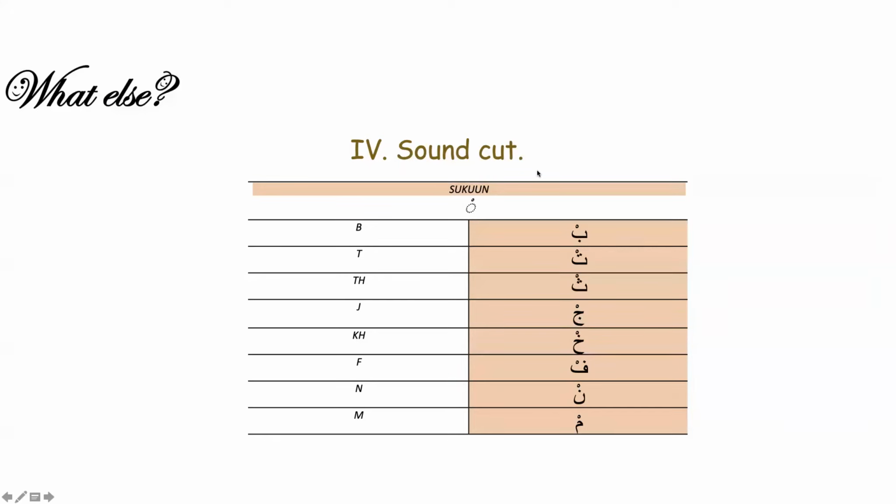Its effect is to cut the vowel. There is no vowel, no complete vowel to be pronounced. Remember that at the beginning we said that the accents are vowels. So here there is no sound produced, and when we say sound produced, we mean an a sound, an e sound, or a u sound. They don't exist here. We just say b, t, th, j, h, f, n, m. So we apply this to all the letters.